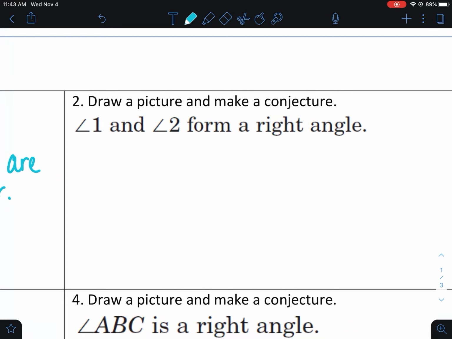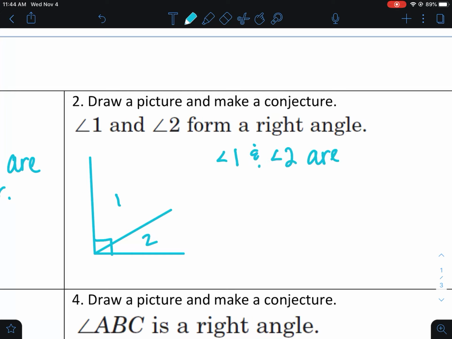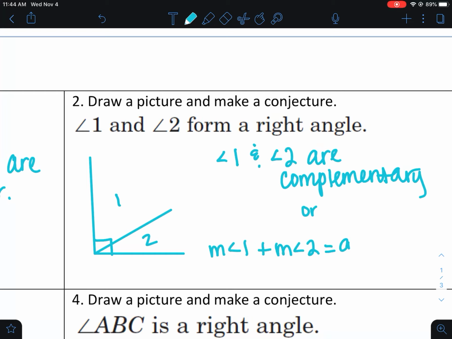Draw a picture and make a conjecture of this. We have angle 1 and angle 2 form a right angle. So let me start by drawing a right angle and splitting it into 2 different angles. That's my right angle, and I split it into angle 1 and angle 2. Now we're going to make a conjecture. Based on this information, we could make the conjecture that angle 1 and angle 2 are complementary. Another conjecture is that the measure of angle 1 plus the measure of angle 2 equals 90 degrees. Like I said, there's not necessarily one right answer. It just depends on what the question's asking you.